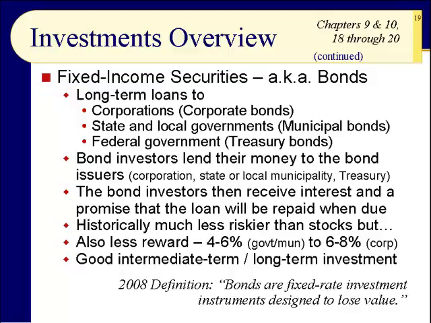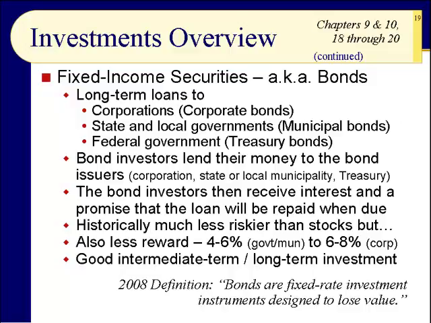So what do you expect? Less risk? You got it. Less reward. Now, over the long term, bonds have paid 4 to 8%. 4, 5, 6% for government and muni bonds. 6, 7, 8% for corporate bonds. Right now, they're paying less than that. But they'll revert to the mean, so to speak. They will go back up over the next few years, hopefully, as the economy improves. They have been, over the long term, good intermediate term, and for many people, good long-term investments.